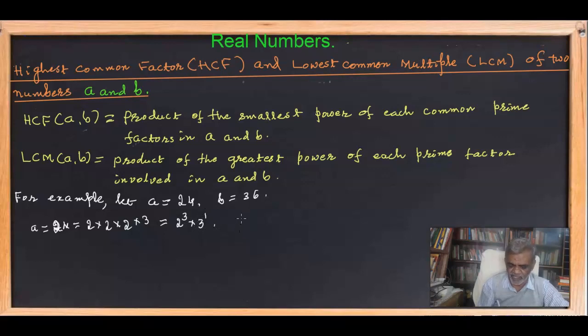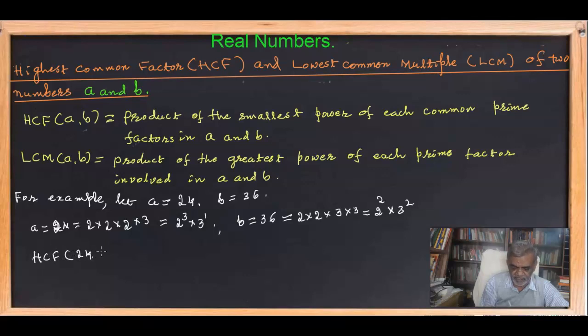And B equal to 36, which I can write down as 2 into 2 into 3 into 3, that is 4 into 9, that is 36, which you can write as powers of prime factors, that is 2 raised to 2 into 3 raised to 2.